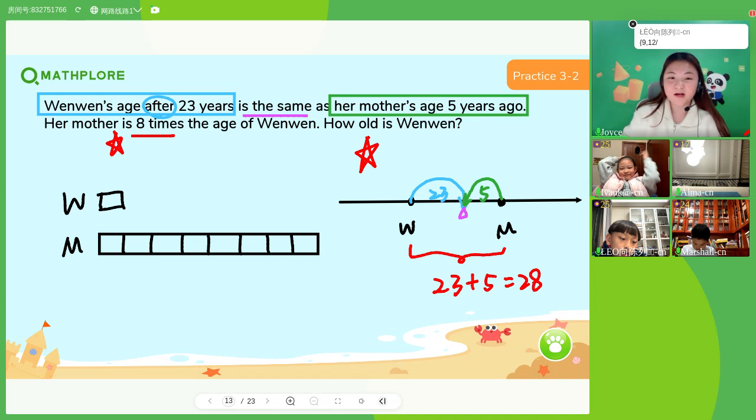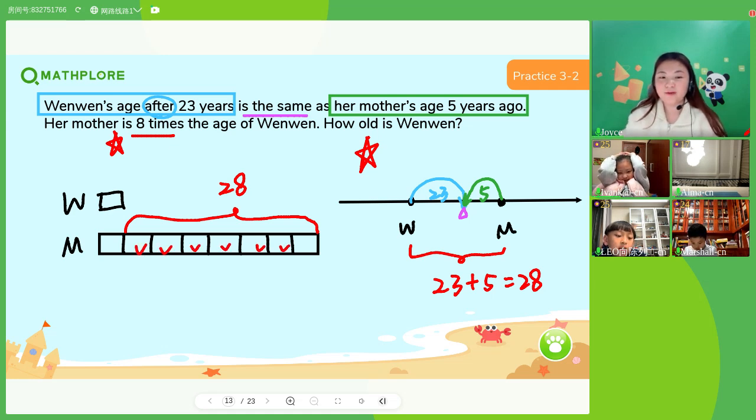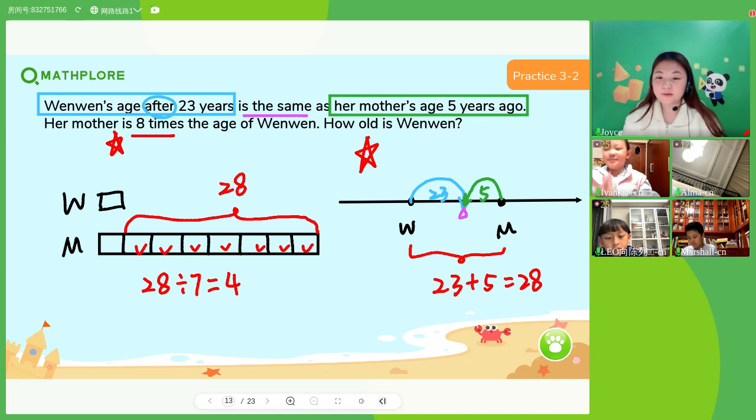Yeah, so we're back to the first model. You can see this part equals 28. That includes how many equal segments? It's okay. There are how many equal parts, everyone? 1, 2, 3, 4, 5, 6, 7. So every part can be 28 divided by how many? Elma, answer the question together. Yeah, we divide by 7, which is how many? 4. Perfect. So we know every little segment can be 4.